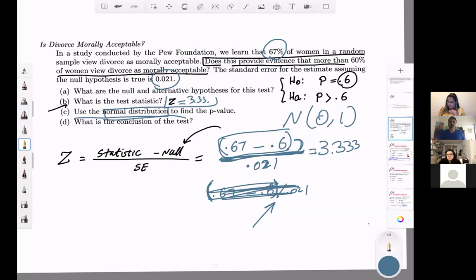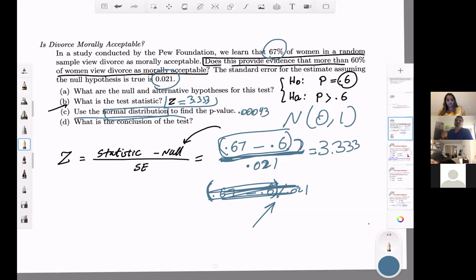We can ask our friend to use the smartphone. No, I was jumping ahead. I thought I had the p-value. How did you get the p-value? No, I don't have it. You can't keep on picking on me, because then I'm going to forget when it comes to actually knowing it. 3.333. It is 0.0043.